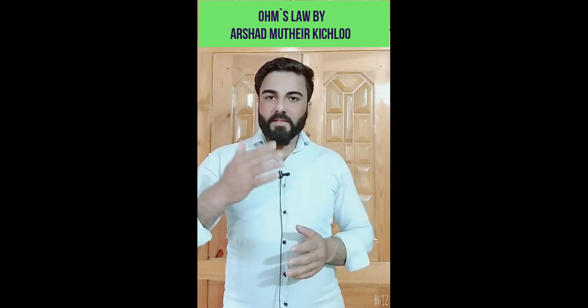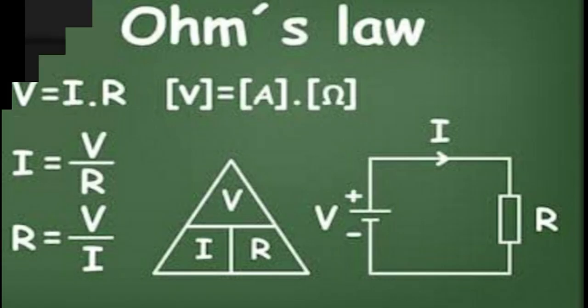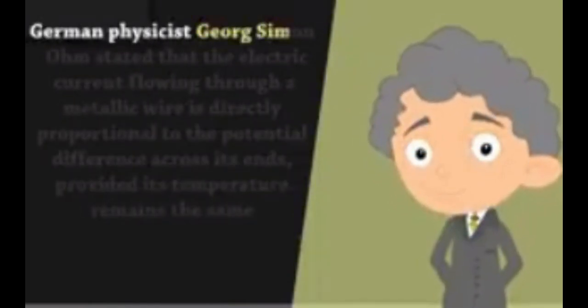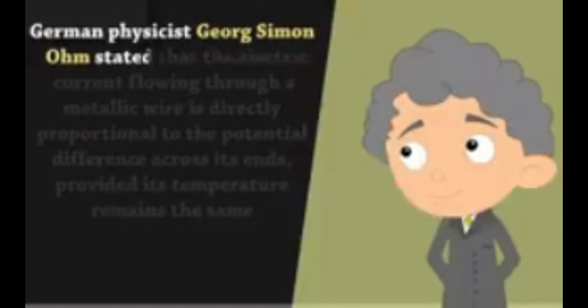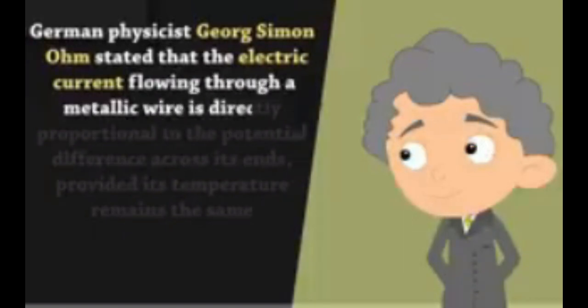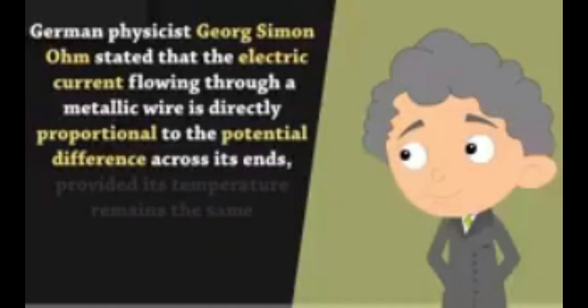Now we will discuss Ohm's law in a brief description. Okay, let's start. Now the question arises: who gave Ohm's law and what does Ohm's law state, right? Ohm's law was given by the German physicist Georg Simon Ohm. He stated that the electric current flowing through a conductor is directly proportional to the potential difference across its ends, provided its temperature remains the same. That means Ohm's law is applicable at constant temperature. This is commonly known as Ohm's law.